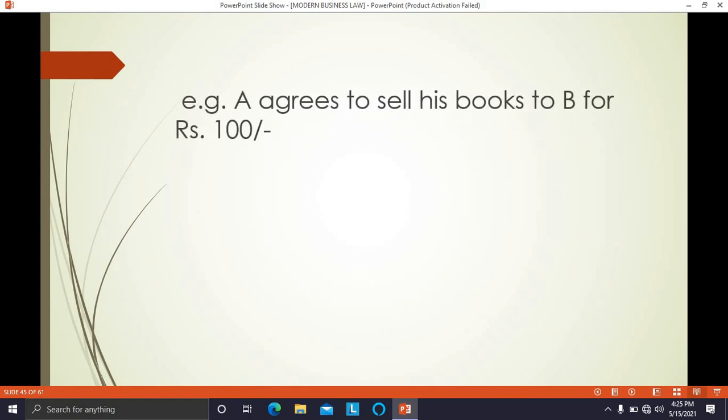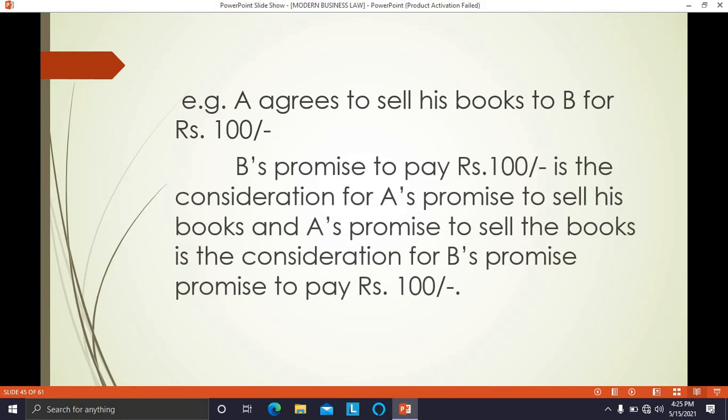We will take an example of it. A agrees to sell his book to B for rupees 100. So A has promised to sell his book to B for rupees 100. Now B promises to pay 100 rupees to A. So B's promise to pay 100 rupees is the consideration for A's promise to sell his book. A has promised to sell his book, and what is he getting? B is promising to pay for it. A's promise to sell the book is consideration for B's promise to pay rupees 100.